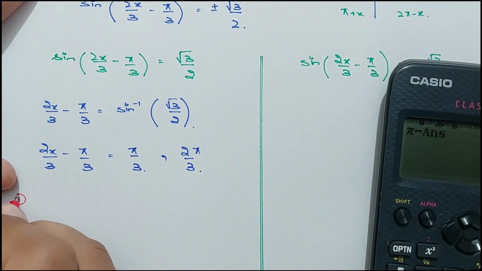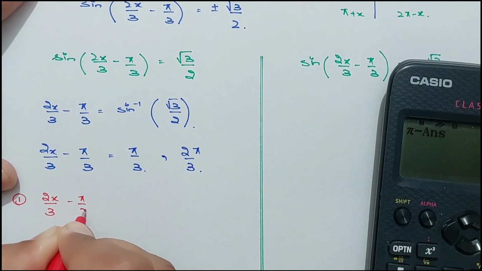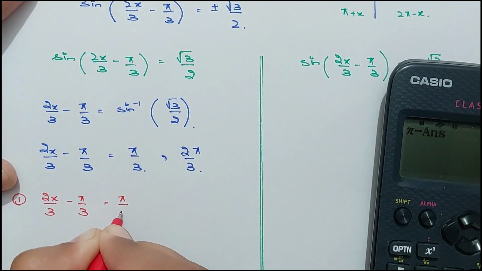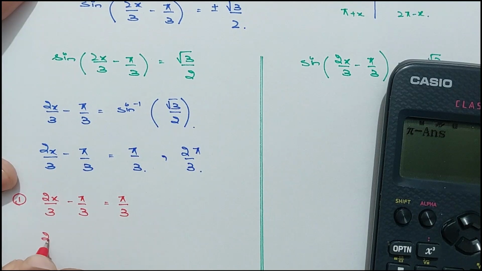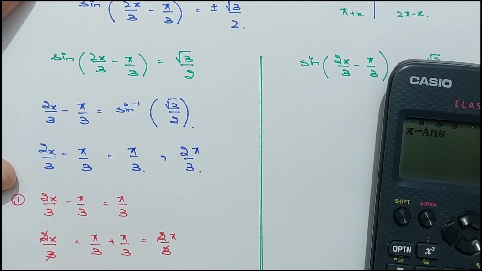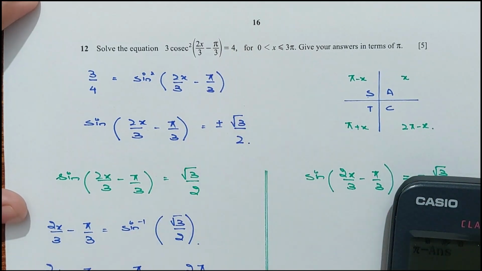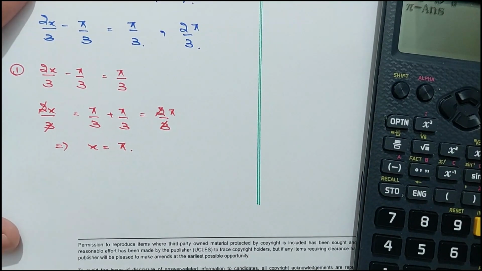So the first one is 2x over 3 minus pi by 3 equals pi by 3. So 2x over 3 equals pi by 3 plus pi by 3. This is 2 pi over 3. So 2 by 3 is cancelled with 2 by 3, and from here we have x equals pi. The first solution is pi, so we can take pi because the range is between 0 to 3 pi. So this belongs to the range, right?